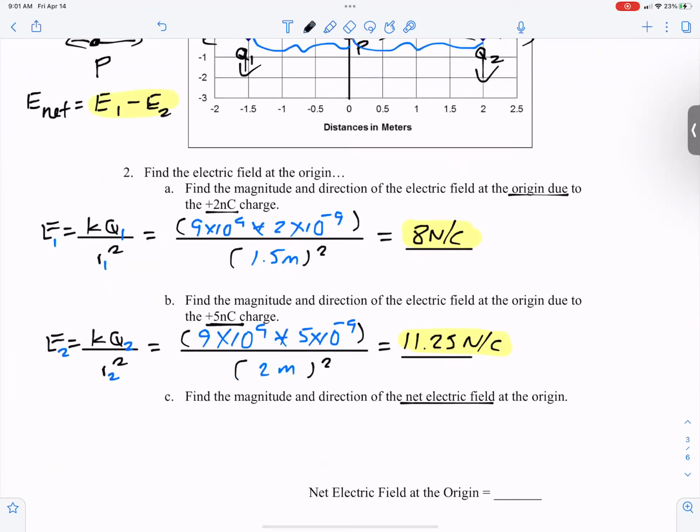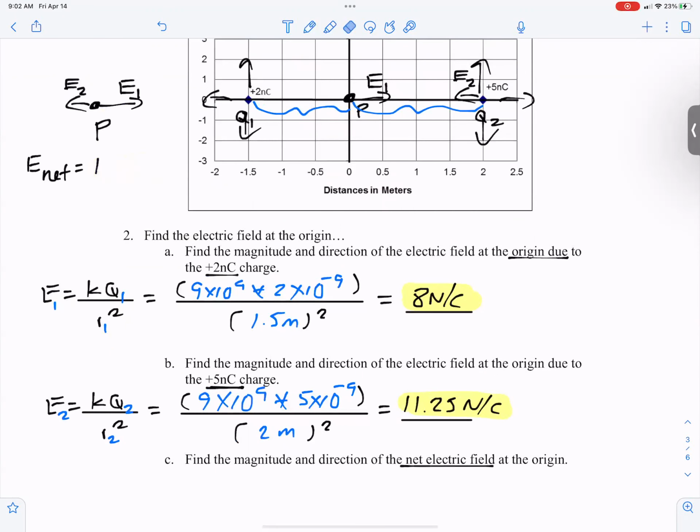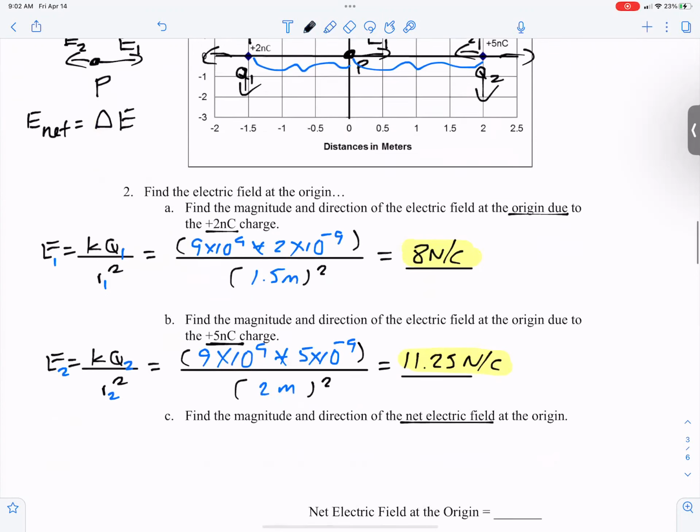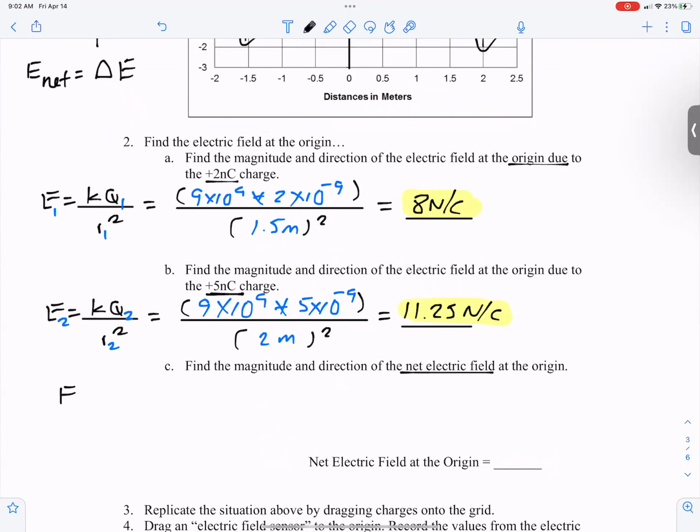But basically, we do have to take the difference of the two. So the net field is going to be the difference in your electric fields. Let's go ahead and figure that out. We're going to have our net field, and we're going to go 11.25 newtons per coulomb minus 8 newtons per coulomb. And we get a net electric field at the origin of about 3.25 newtons per coulomb directed to the left.